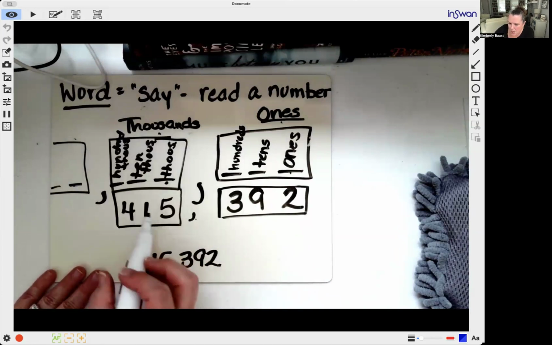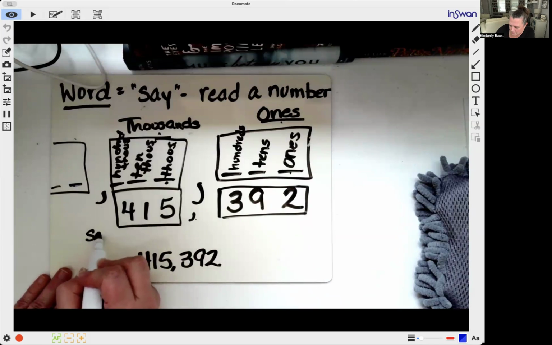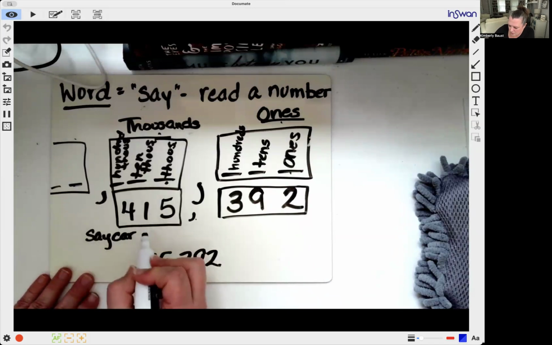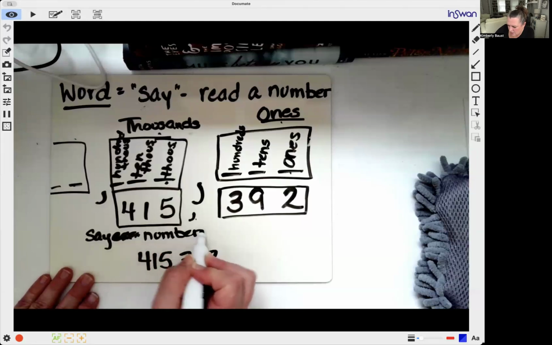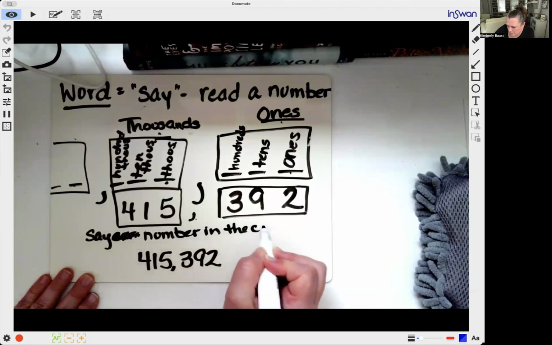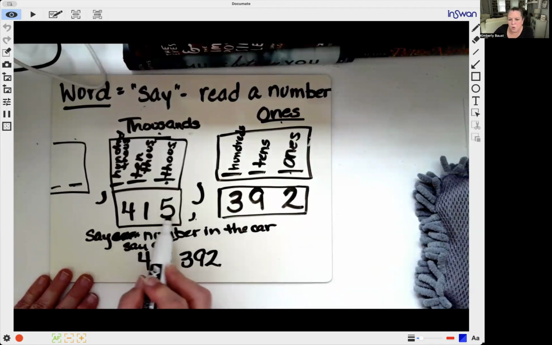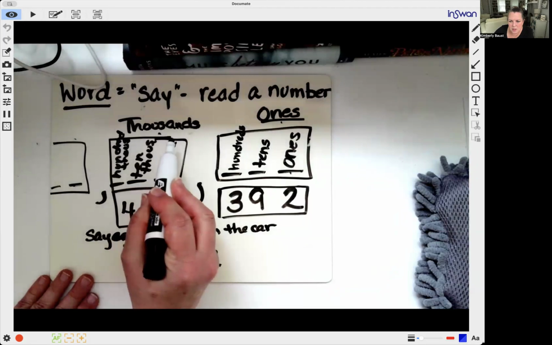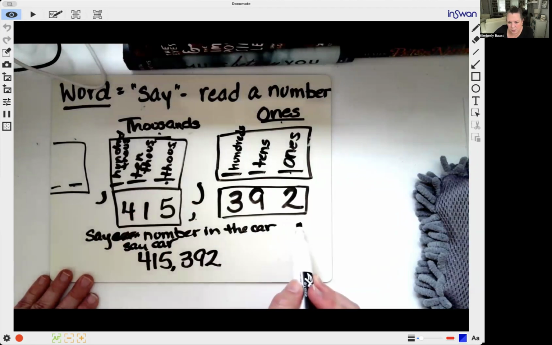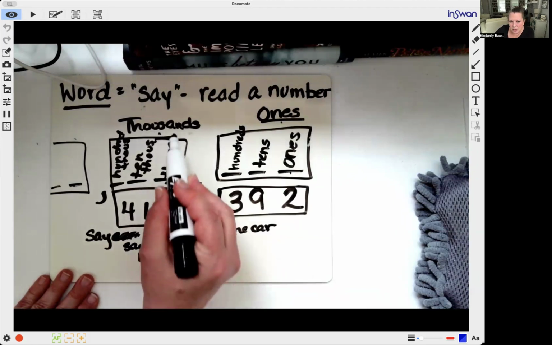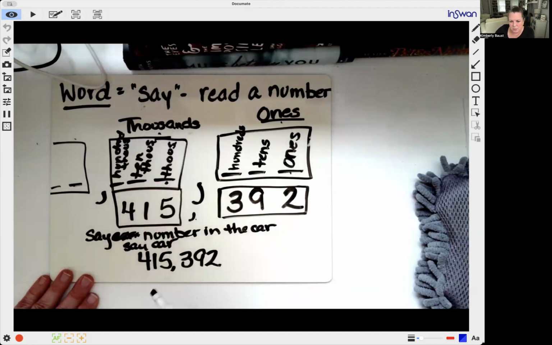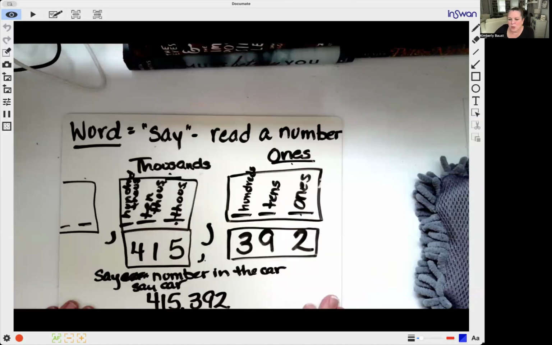Okay. But let's try it. So if we say the number in the car, and then say the car. So 415,392. Looking down here, 415,000, that's what the comma is, 392. And that's how you read words.